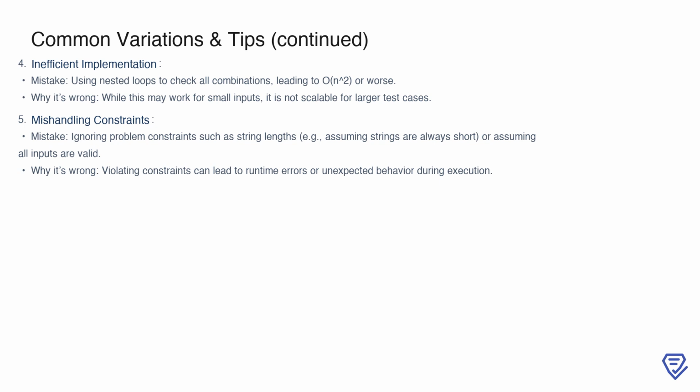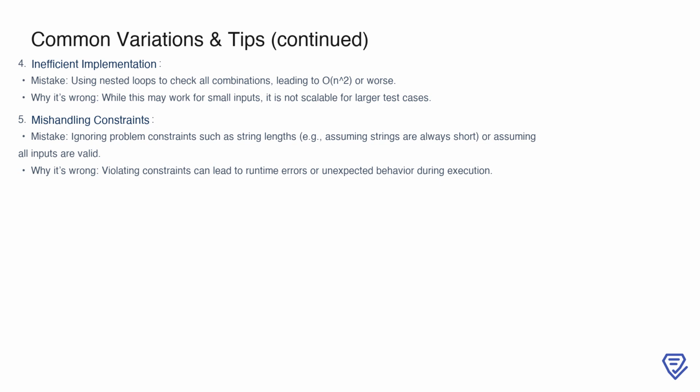An inefficient implementation is a frequent issue. For example, using nested loops to check combinations might seem like an easy solution, but it can result in a time complexity of O(n squared) or worse, which doesn't scale well for larger inputs. While this might work for small test cases, it's a performance bottleneck for real-world scenarios.